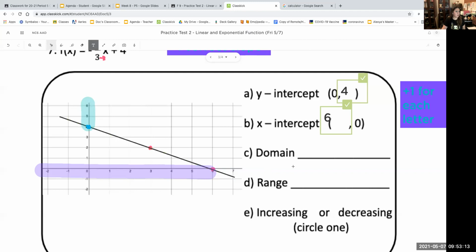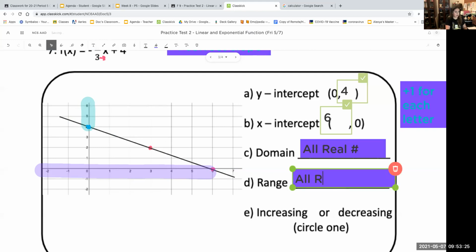Domain and range, again, those are answers that you should have memorized. Should have been all real numbers. Same thing for the next one. All real numbers.